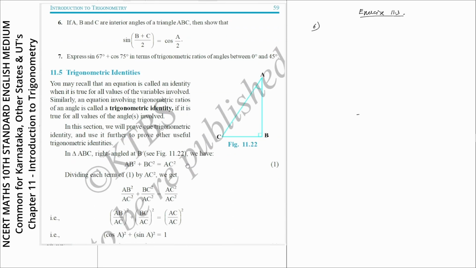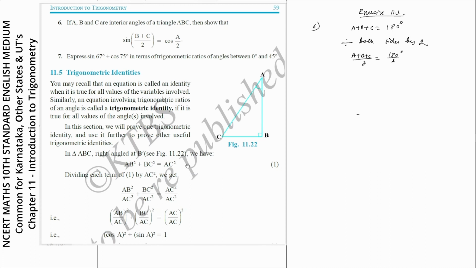The next question in this exercise is question number 6. If A, B, C are interior angles of a triangle ABC, then show that sine of B plus C by 2 is equal to cos of A by 2. So in any triangle, sum of three angles will be equal to 180 degree, right? So I can equate it like this. Now I'll divide both sides by 2. So A plus B plus C by 2 is equal to 180 by 2.